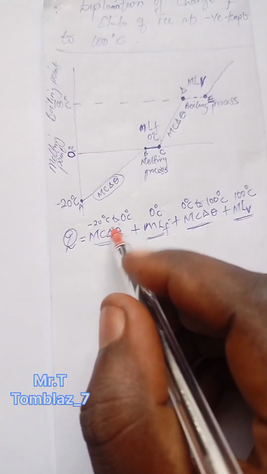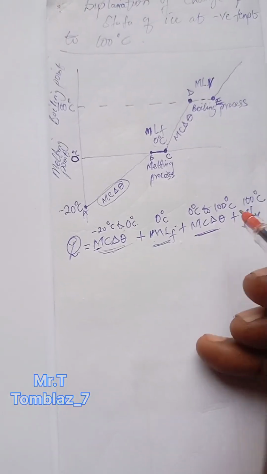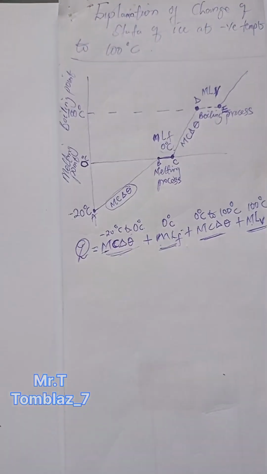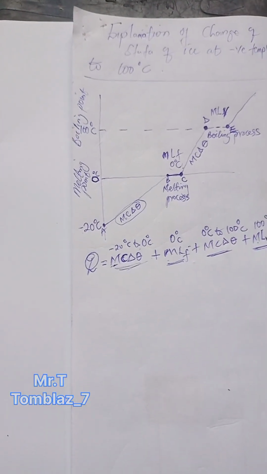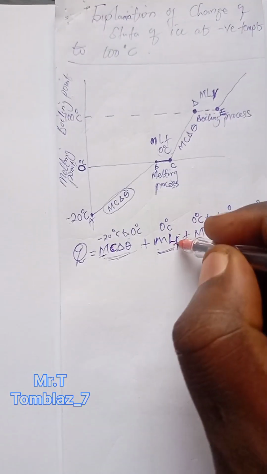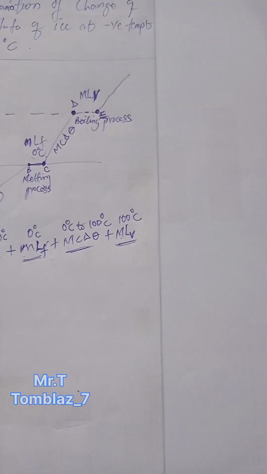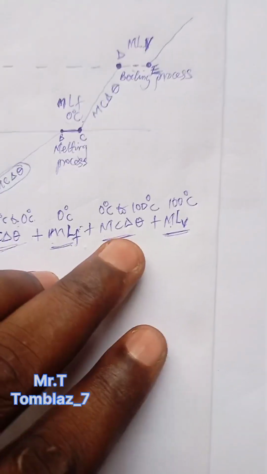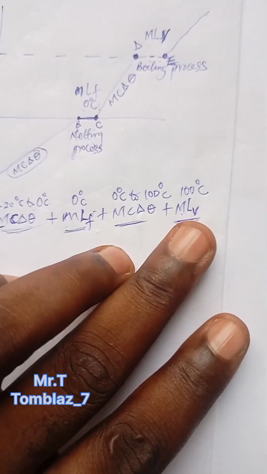Okay, if this is understood, I will take my time now to explain each of the parameters. Now, this is the mass of the ice, all this one, mass. Then this c now is the specific heat capacity of the substance, right? Then this LF is the latent heat of fusion. While this one is another specific heat capacity, while this one is the latent heat of vaporization.